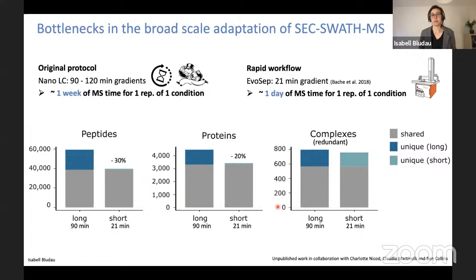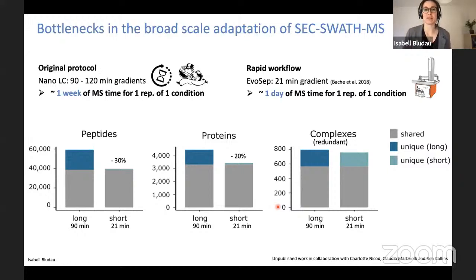One bottleneck that we then discovered in this analysis is that we used 120-minute gradients in our initial experiment. This results in approximately 1 week of MS measurement time for just a single replicate and condition. This made this initial comparison between the cell cycle stages extremely expensive in terms of time and, of course, money.